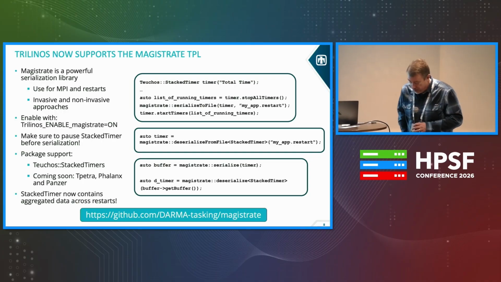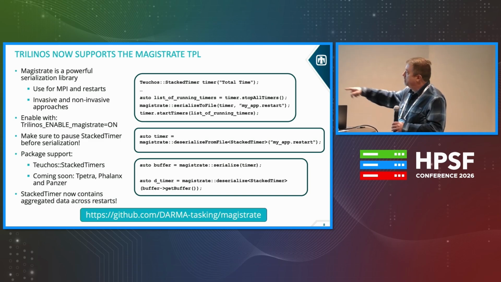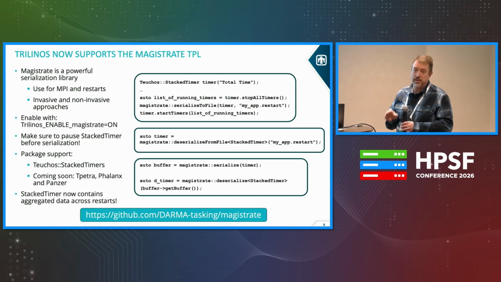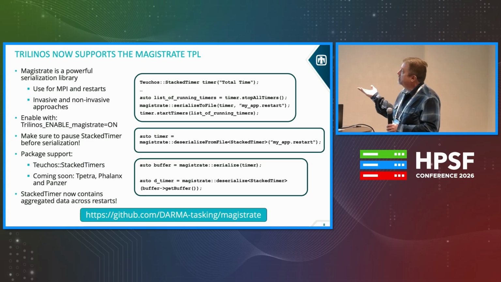I want to talk about Magistrate. This is a tool developed by Sandia. It's out on GitHub, and the link is at the bottom here. It's a very powerful serialization library, and it's very easy to serialize your objects. You can use it to serialize to push across, say, MPI, but we use it for restarts in a lot of our applications. There are invasive and non-invasive implementations of this. This is just an example.